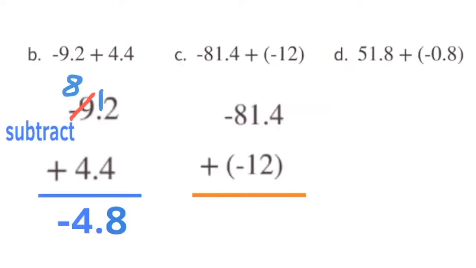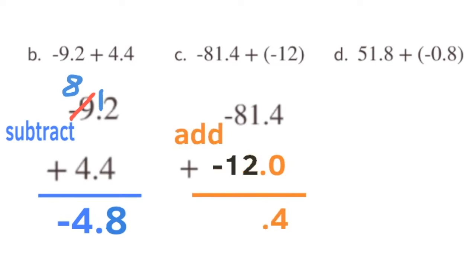C. Negative 81 4/10 plus a negative 12. Here we're adding two negative numbers, negative 81.4 and negative 12. So we know the answer is going to be negative. 4 plus 0 is 4. Bring down the decimal. 1 plus 2 is 3. And 8 plus 1 is 9. 93.4. But these are negatives, so the answer is negative 93 4/10.